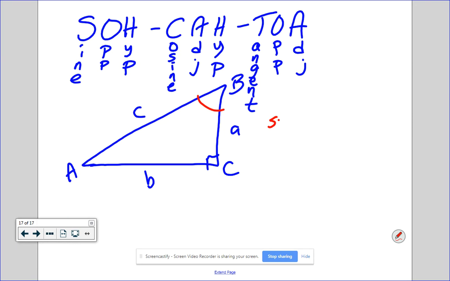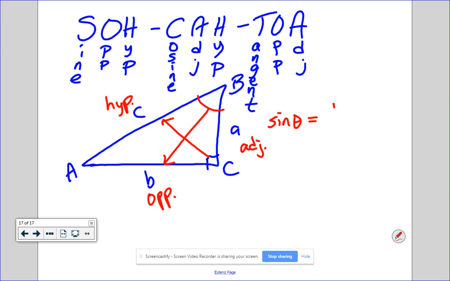So if I wanted to write out the ratio of sine using my side lengths instead of opposite, adjacent, hypotenuse, again, I draw my two arrows. What is my opposite side in that triangle? What is my adjacent side in that triangle? A. What is my hypotenuse in that triangle? So if I want to do sine, SOHCAHTOA, opposite over hypotenuse. Well, what is my opposite side? B. What is my hypotenuse?